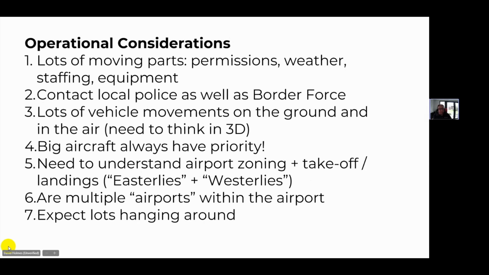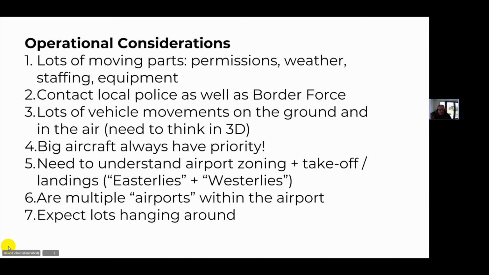So there's permissions, there's weather, there's staffing, there's safety equipment. You need to be in contact as an operator with the local police and with border force. You need to understand vehicle movements around airports, who has priority. Big planes always have priority, I didn't know this, over everything else that moves at an airfield. So if they've got their red light flashing on the top of the aircraft or underneath it, that means they're either moving or about to move, and you stay well clear of it as well. We did not have any authority to overfly any aircraft or any people who weren't under our control as well.